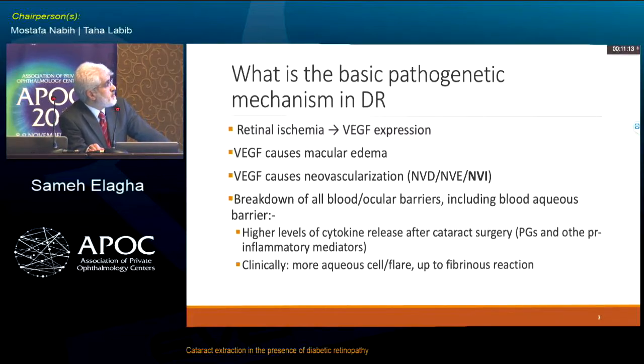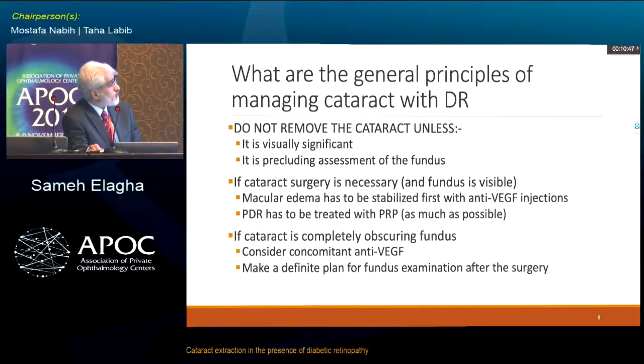And the basic pathogenetic mechanism in diabetic retinopathy is retinal ischemia that leads to VEGF expression. VEGF causes macular edema, it causes neovascularization, and it leads to breakdown of all blood ocular barriers, including the blood aqueous barrier. So there are higher levels of cytokine release after cataract surgery, and clinically there is more aqueous cells and flare in these patients up to a fibrinous reaction.